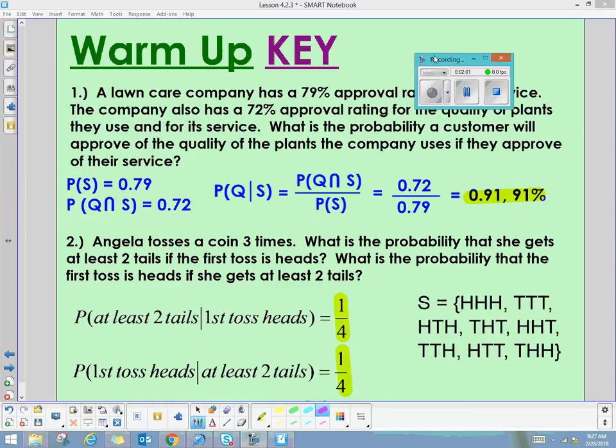Here are the answers to the warm-up. So as you can see, for the first warm-up problem, I simply used the conditional probability equation, giving us an answer of 91%. As for warm-up problem number 2, I have created the sample space for you over here off to the lower right corner. And I have set up the problem, and as you can see, both of the probabilities happen to be 1/4 or 25%. Hope you did well on that.